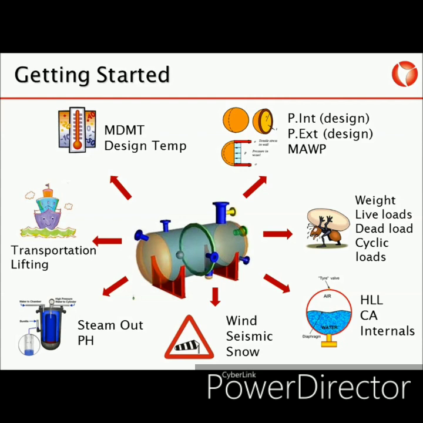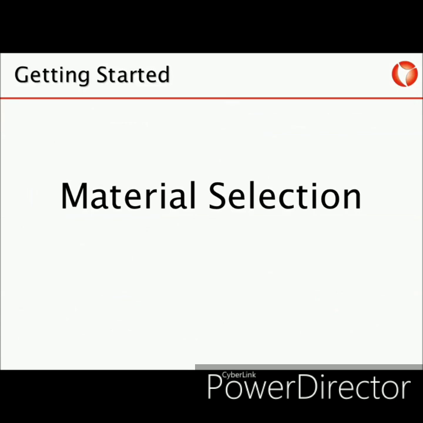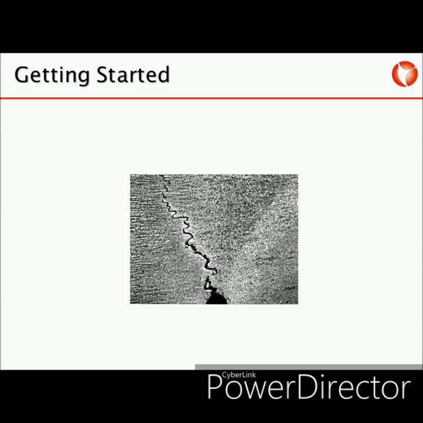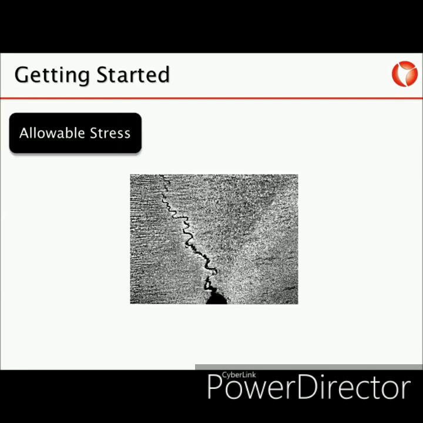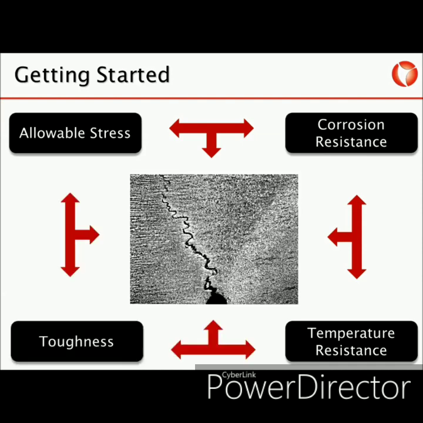Material selection and pressure vessel design depend on these design conditions. The ASME code does not recommend or suggest any material for any particular application. The code merely states what materials are allowed and the requirements they have to comply with. In order to select an adequate material for a concrete application, the following properties shall be evaluated: allowable stress, corrosion resistance, temperature resistance, and toughness or resilience.